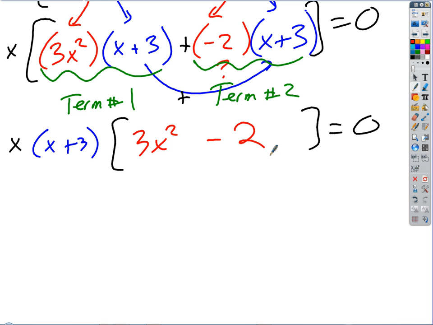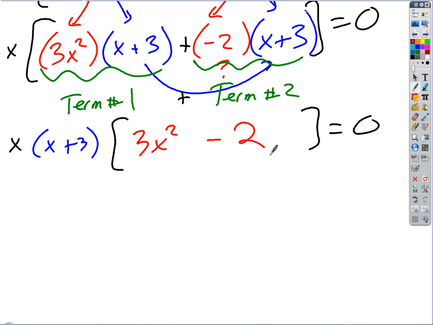Because look, inside the brackets, I've got this first term. The first term has two factors in it, but terms are things that are being added. I've got all this stuff plus all that stuff. When I'm factoring out a greatest common factor, what that really means is I'm going to find the biggest factor that's common to each term, right?